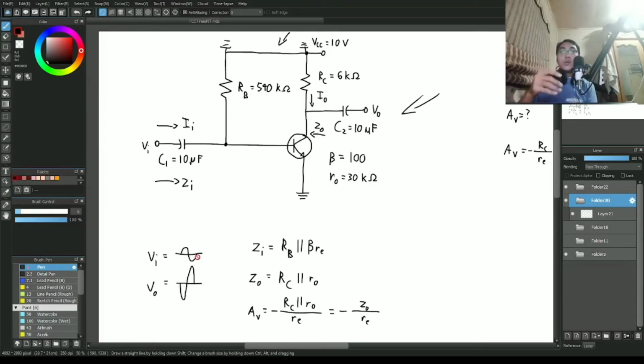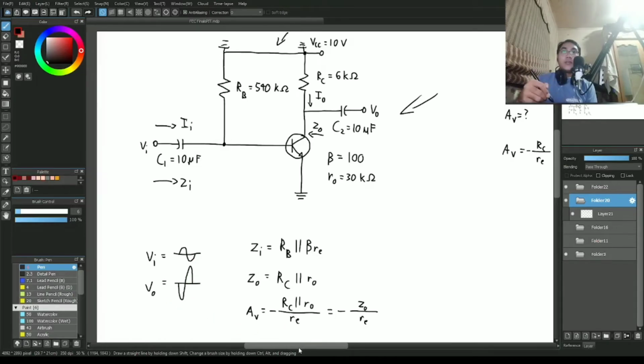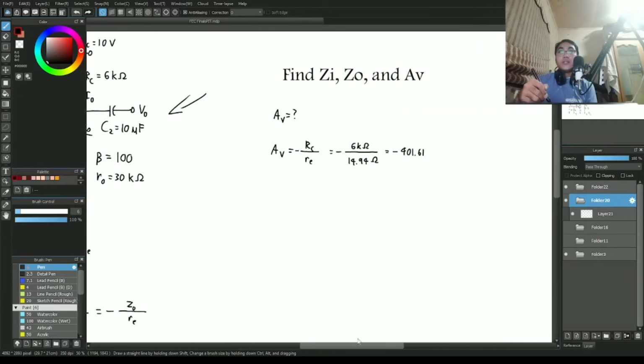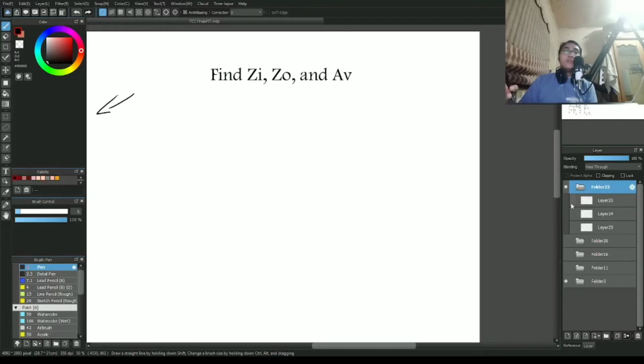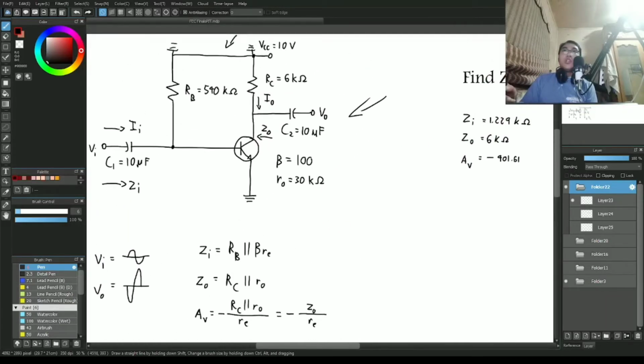Now this is only for the first few seconds. If it was any further, then it would have been positive instead. Now we got all of that. We finally got the ZI, ZO, and AV. What if we change RO into the actual value now, which is 30 kilo ohms?